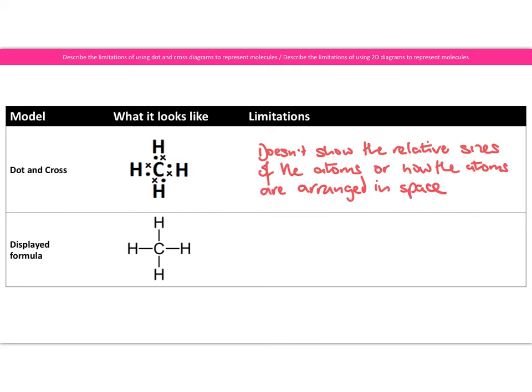So that brings us to displayed formulae, which also feature very heavily at A level and do feature at GCSE. Certainly when you get to the organic chemistry section, you will have to draw some simple displayed formulae like the one that we've got here for methane. Limitations wise, similarly, they don't show us the 3D structure of the molecule, or how the atoms are arranged in space. And they also don't make it clear which atoms the electrons in the covalent bond have come from. Again, it's not a huge problem for GCSE, but we have to acknowledge those limitations.